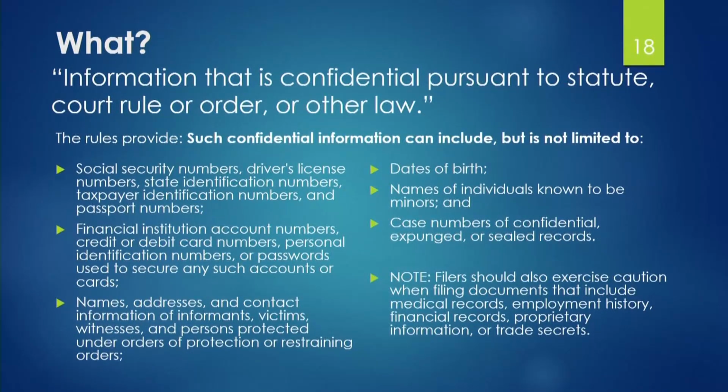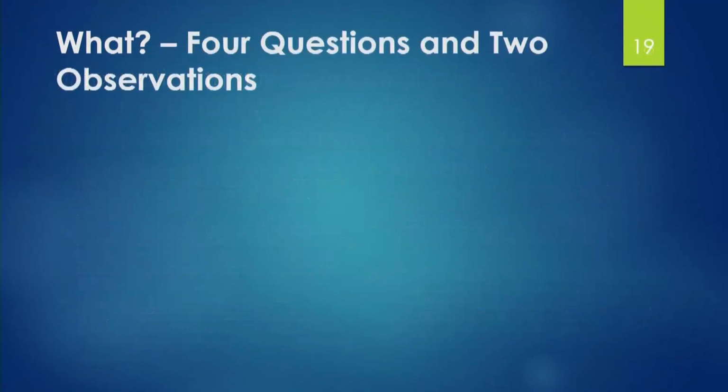And then here's the large caveat, and this is a huge one, and you need to be really alert to this whenever you're getting ready to prepare things. Filers, and this is directly from the Supreme Court's Rule 2.02, filers should also exercise caution when filing documents that include medical records, employment history, financial records, proprietary information, or trade secrets. And that is an enormous category, and it will require lots and lots of thought as you are filing cases and documents within cases that may deal with these subjects.